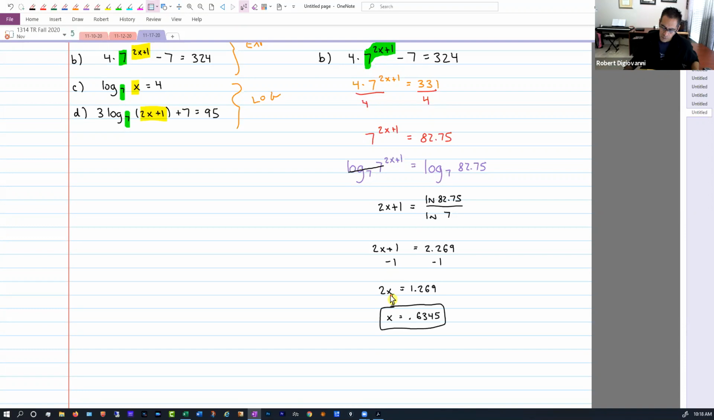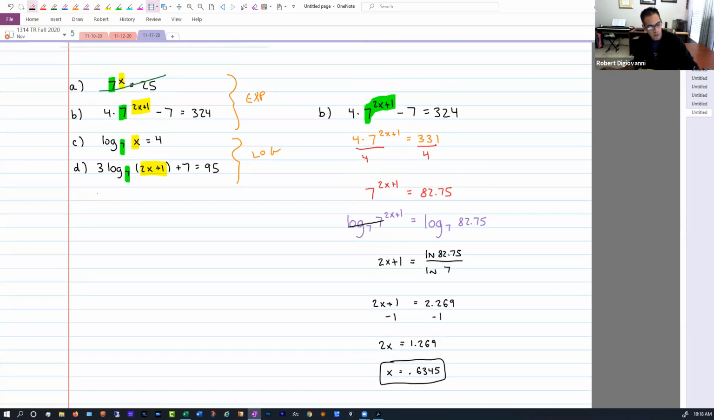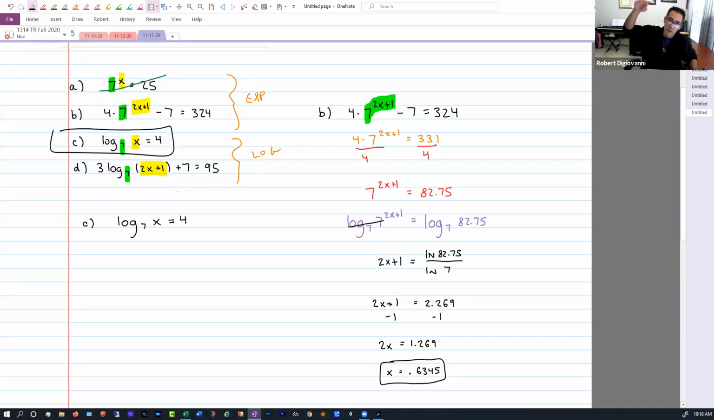All right. Let's move on to part C here. We're looking at this one right here, log base 7 of x equals 4. So now we have a log equation because the x is inside the log. It's not up in the exponent anymore. So we want to try and kill the log off. How do we kill the log off? Any ideas here?